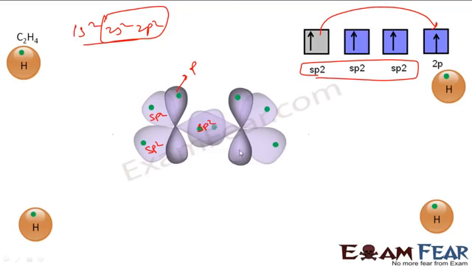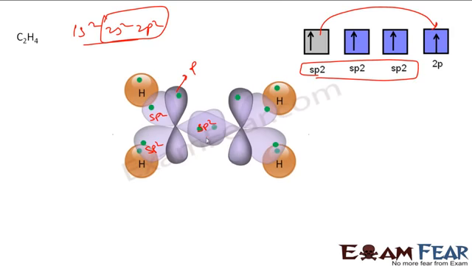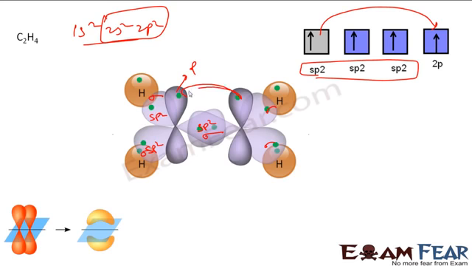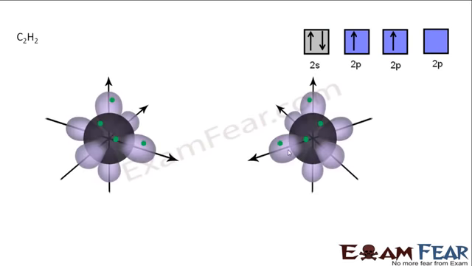Similarly here also, correct? Now what will happen is this will form a bond. So this is my sigma bond, this is also sigma bond, sigma bond, sigma bond, sigma bond. And what about these p orbitals? They'll form a pi bond like this, right? And thus if you see it has a double bond. So the first bond is a sigma bond, the second bond is a pi bond. Correct.